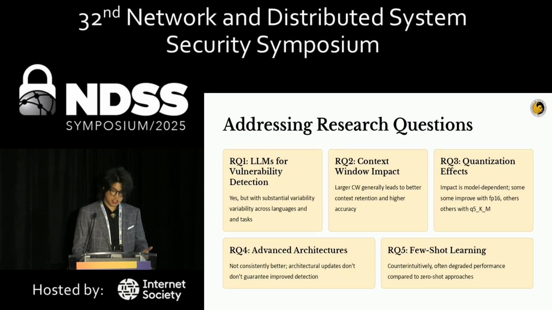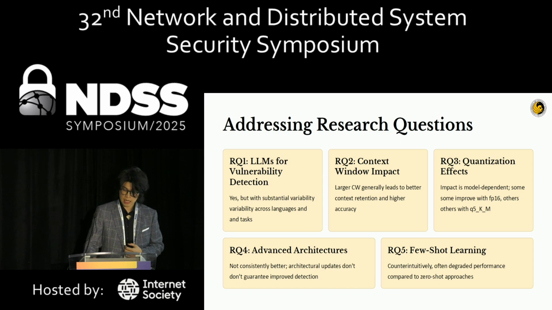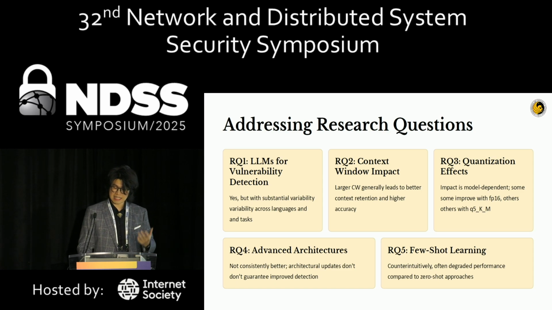In summary, large language models do work for vulnerability detection, but performance varies sharply across languages. Java fares better than C or C++, and most models failed to identify the exact vulnerability type. A larger context window helps accuracy and reduces hallucinations, whereas the quantization impact depends on each architecture. Surprisingly, advanced models and few-shot learning often underperform. Ultimately, domain-focused tuning and careful prompt design seem vital for reliable real-world results.